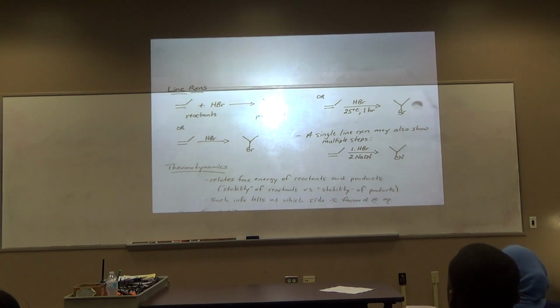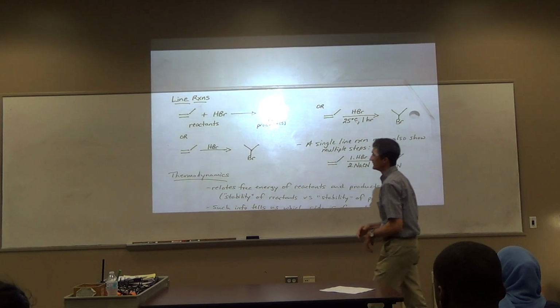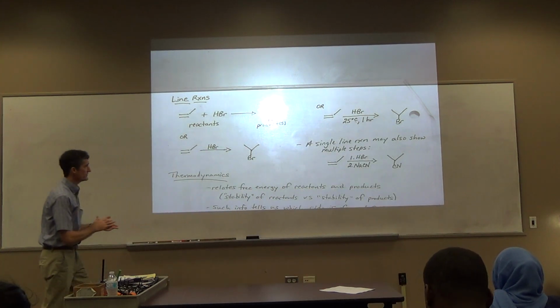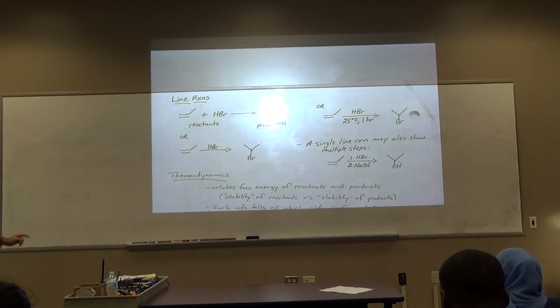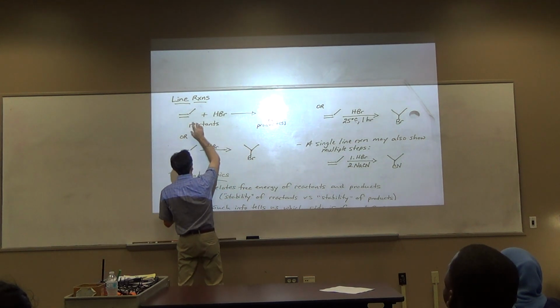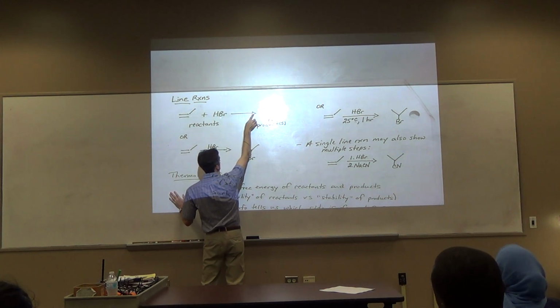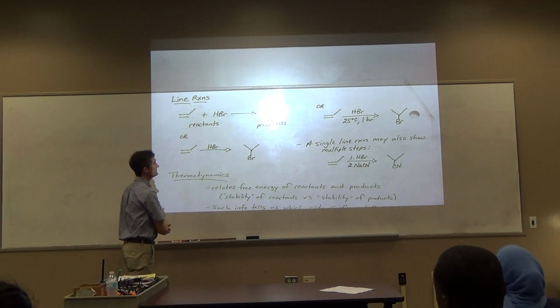Okay, first off, line reactions. You may have used this term before. Hopefully, maybe you've used this term. A line reaction basically shows a reaction with a reaction arrow. It can look like this: this reacts with this to yield this product.